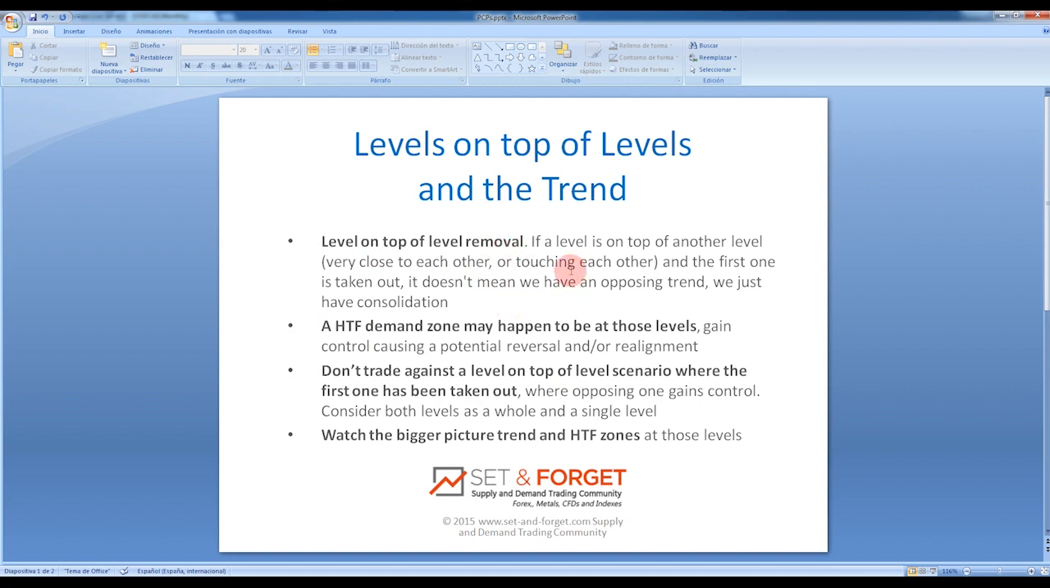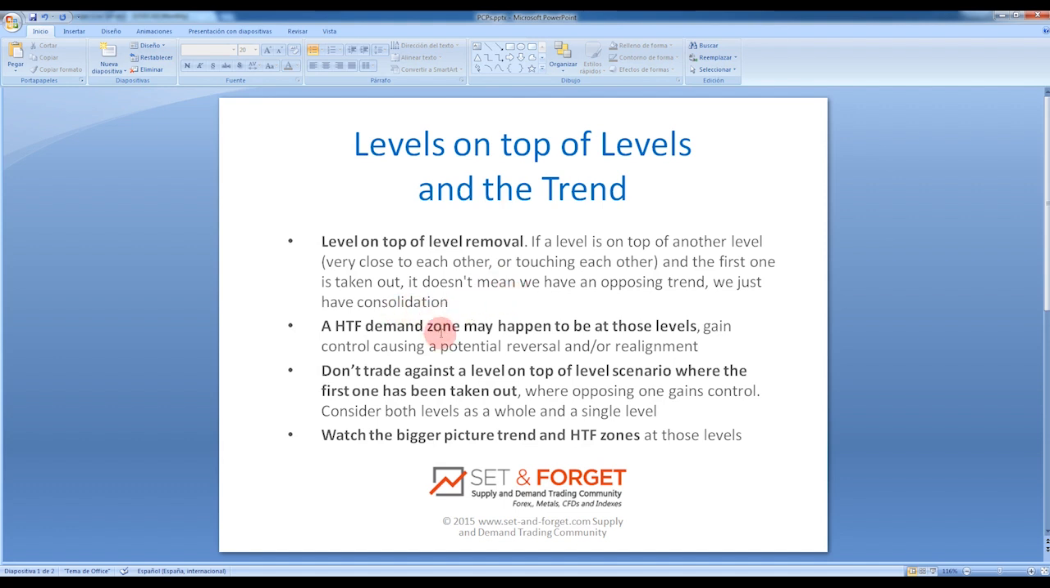So I wanted to create a video to expose this scenario and have a clearer mindset about what to do when they happen again. When we have a level on top of level, if a level is on top of another level very close to each other or touching each other, and only the first one is taken out, it doesn't mean that we have an opposing trend and we can go against it. We can go with it.